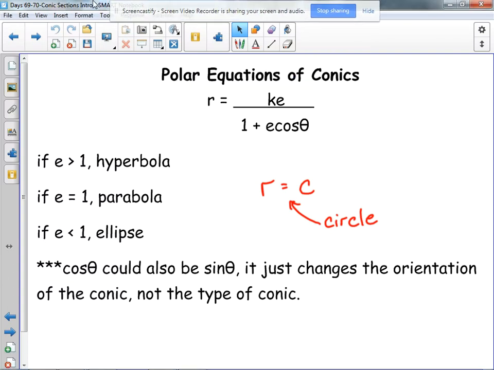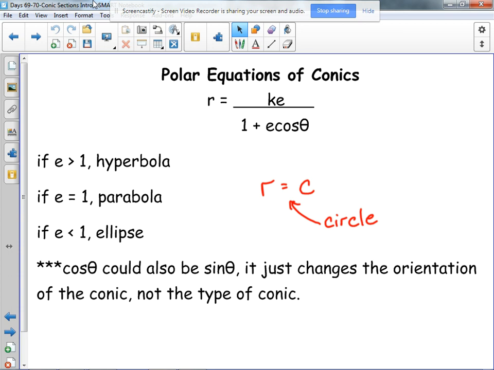All right, so this is what most of your polar equations of conics are going to look like. R equals K over 1 plus E cosine of theta, where K and E are constants, so they'll just have a constant term on the top. Now I have a note down here that cosine of theta could also be sine of theta. That has no effect on the type of the conic, it just affects the orientation.